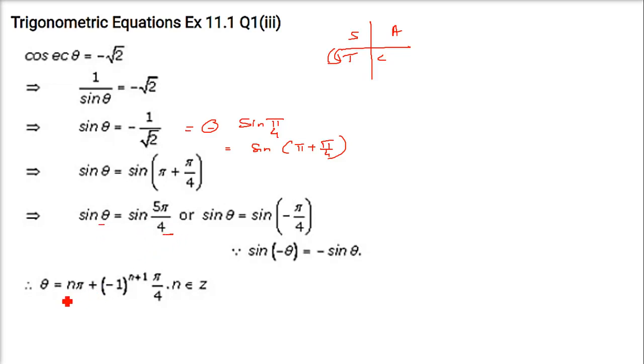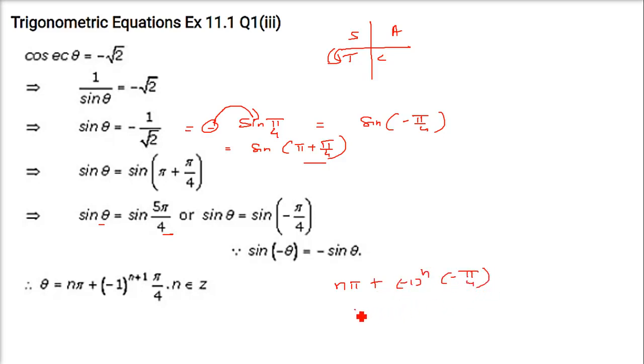You can write it as theta equal to n pi plus minus 1 to the power n plus 1 pi by 4. Now how has this come? There is another way. I'll just tell you another way. You can write this as, because sin of minus theta is minus sin theta, sin minus pi by 4. So the solution will be n pi plus minus 1 to the power n times minus pi by 4.